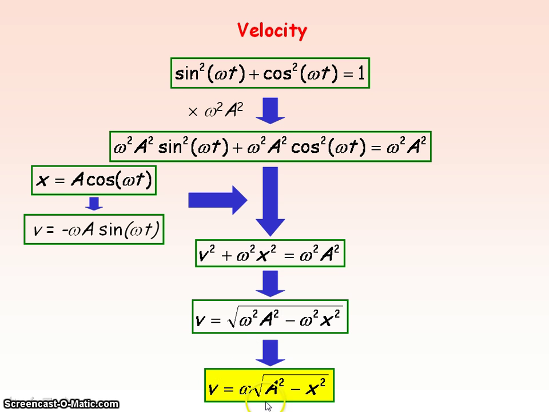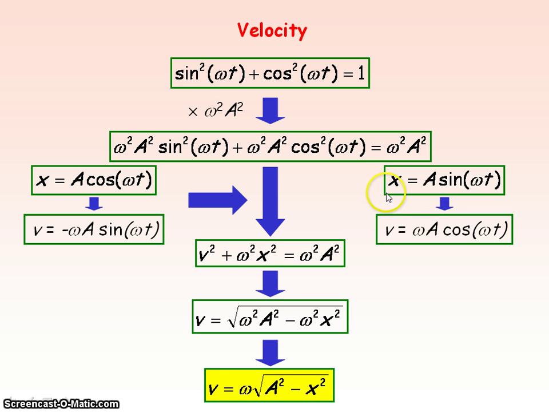We'll also get this equation if we were to use the second solution for displacement and the corresponding velocity, where we would have omega squared x squared plus v squared will equal omega squared a squared.